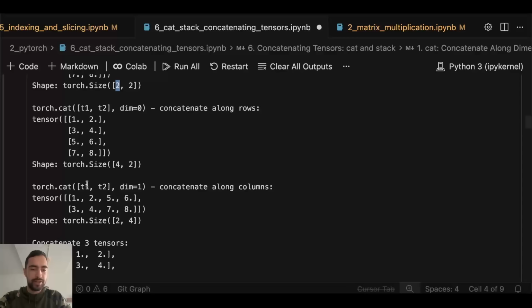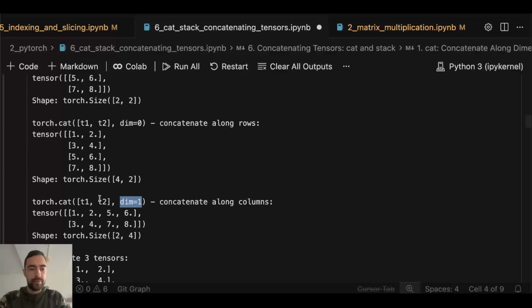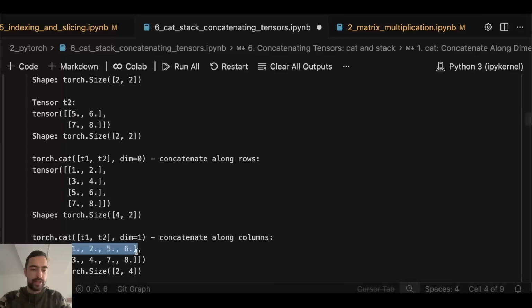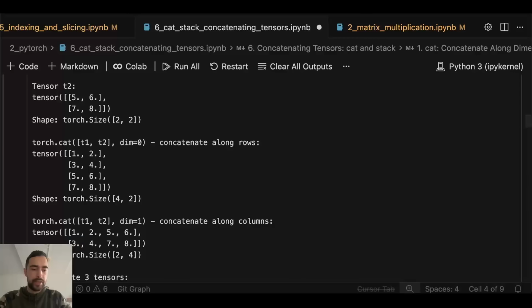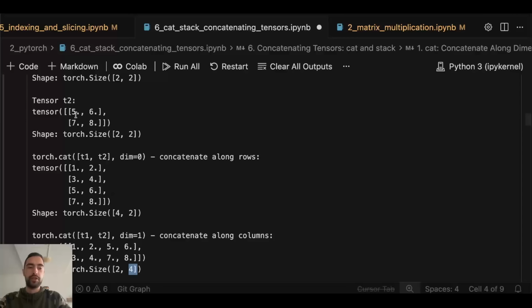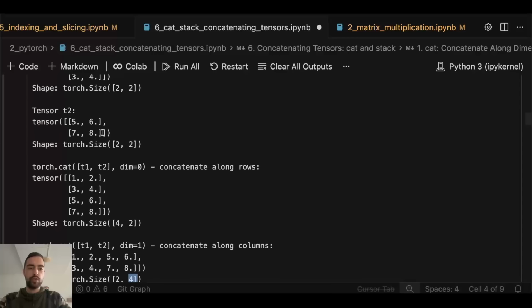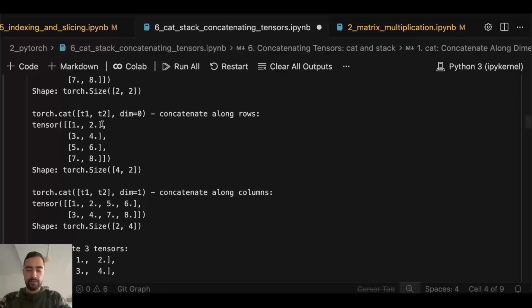And if we concatenate on dimension 1, or the second dimension, then it will go like this. 1, 2, 5, 6. So the first element here and the first element here will get here. And then 3, 4, 7, 8. And now the shape is 2, 4. So this also requires some playing around, testing. You need to see what happens, try to understand it yourself. This is something that you just need to play around with and understand.